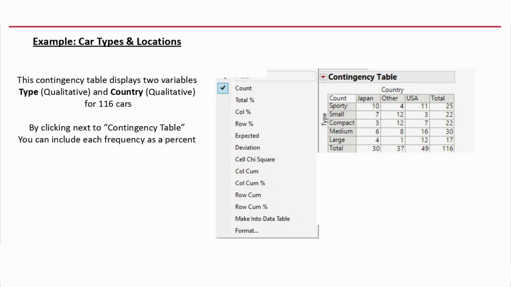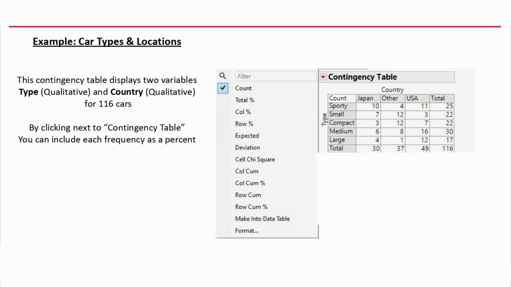This is from a data set that displays types of cars, sporty, small, compact, medium, and large, and where they come from, Japan, other, or US. Now for every contingency table in JMP, there's an upside down red triangle in the upper left-hand corner. If you click that red triangle, you can select and deselect different things to be shown within the contingency table.